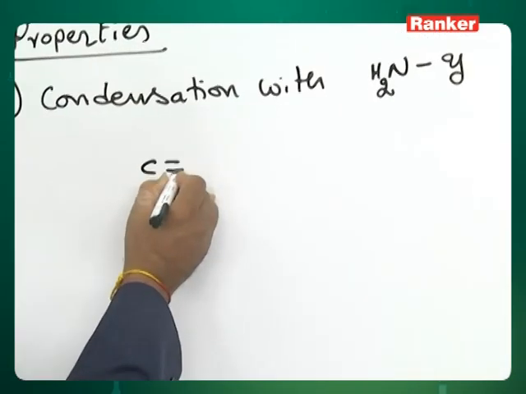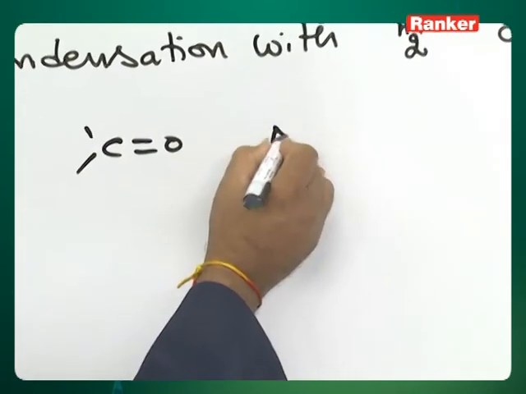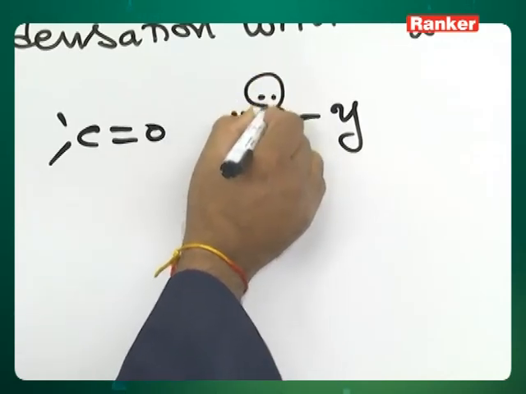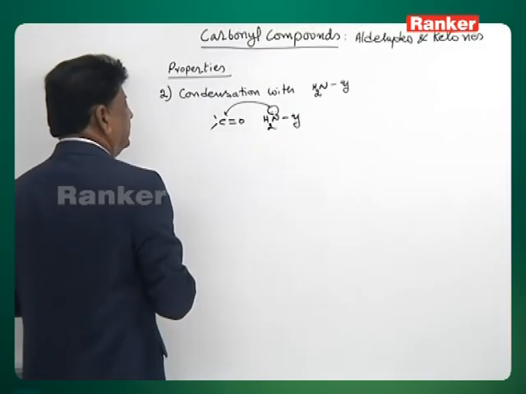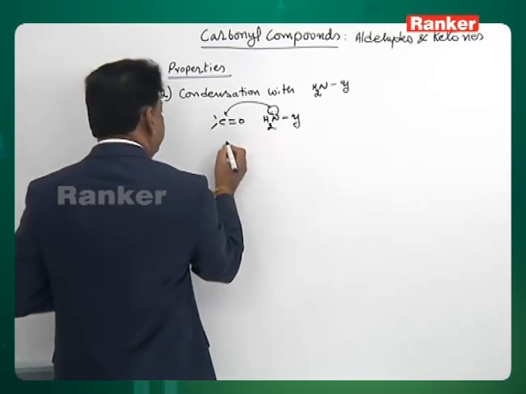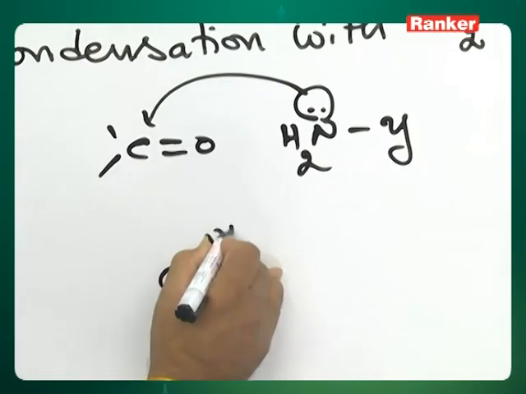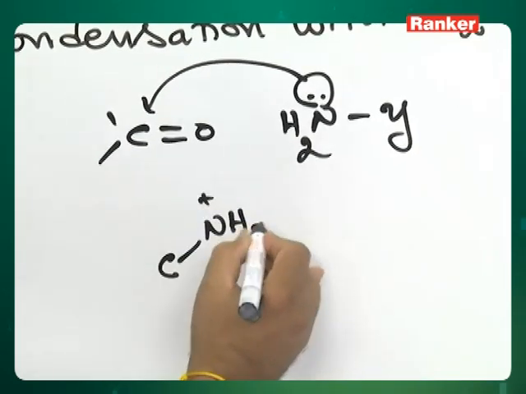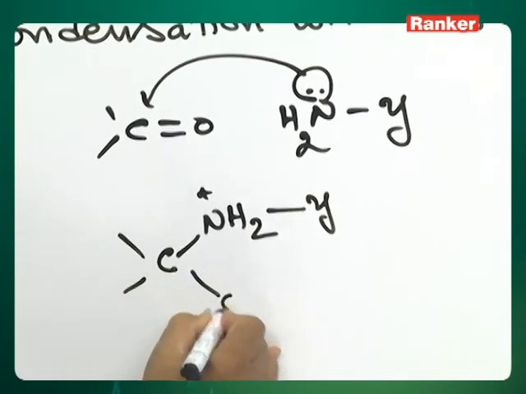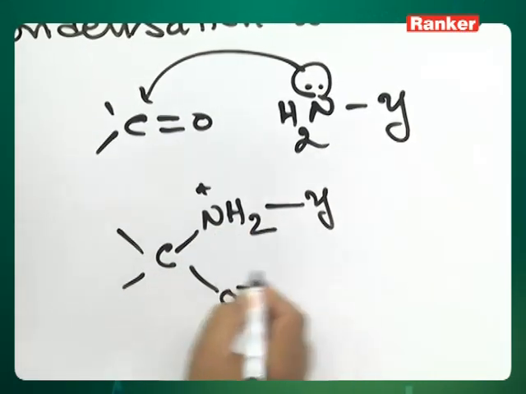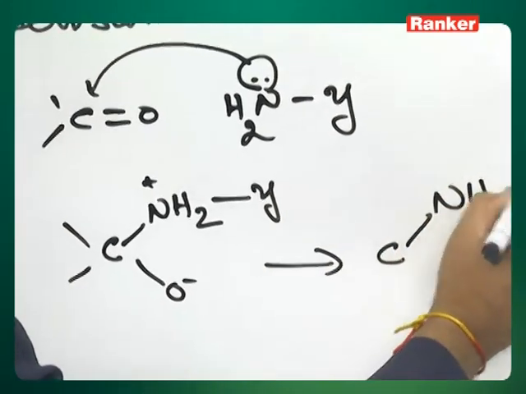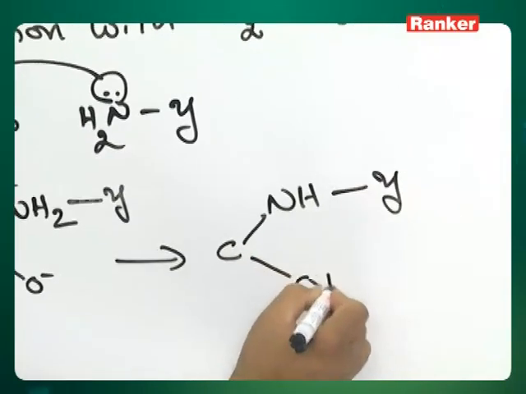So, a carbonyl compound will react with this NH2OH. As I said, the lone pair of the N will attack the carbon, followed by a proton transfer. If you see the mechanism, you can have NH2 plus and the Y. So, the O will have a minus, then one hydrogen transfers here.